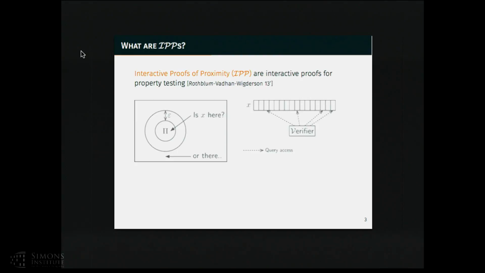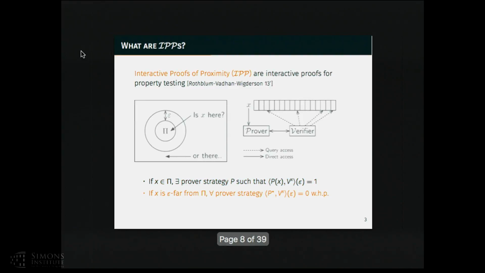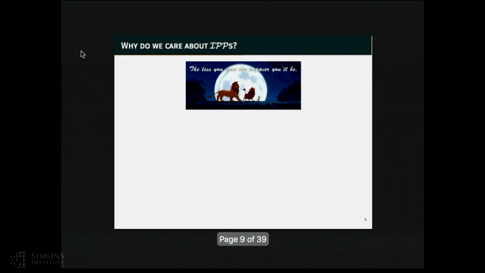Now, what are interactive proofs of proximity? We simply add a prover here, which sees the input entirely. And then the prover and verifier are allowed to communicate. The verifier, as before, queries the input, and then it has to decide membership in the language or in the property. And the usual completeness and soundness applies, in which we say that if the input is in the language, then there exists a prover strategy that we would always accept. And otherwise, if we are epsilon far, then with high probability we will reject. So this is the definition.